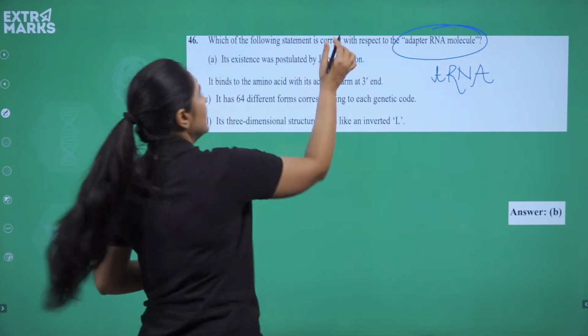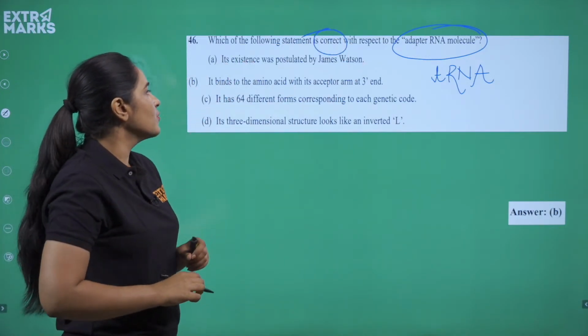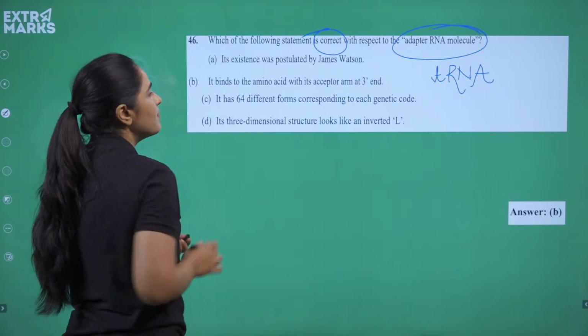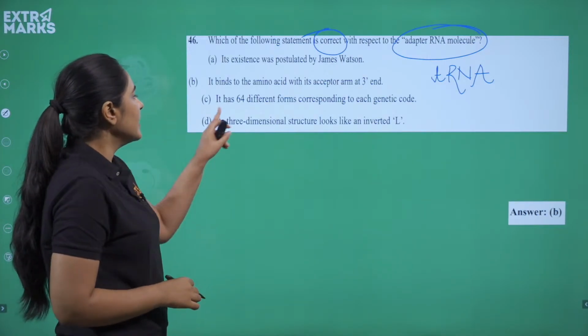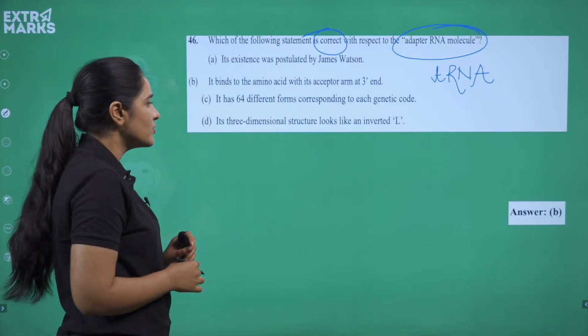And we have to see which one is correct. A, its existence was postulated by James Watson. It binds to the amino acid with its acceptor arm at 3' end. It has 64 different forms corresponding to each genetic code. This is also not correct here.